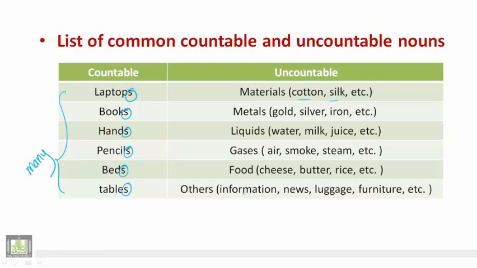such as information, news, luggage, furniture, and we have other words. So we say information is, news is, luggage is, and furniture is, and we do not say are. Thus we say much information, much news, much luggage, and much furniture, and we do not say many.